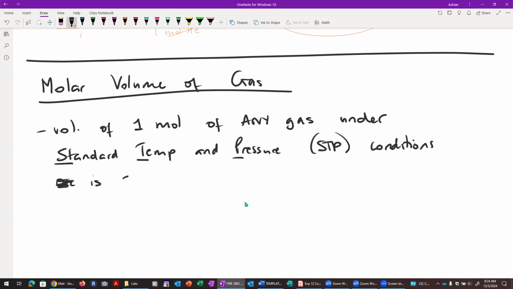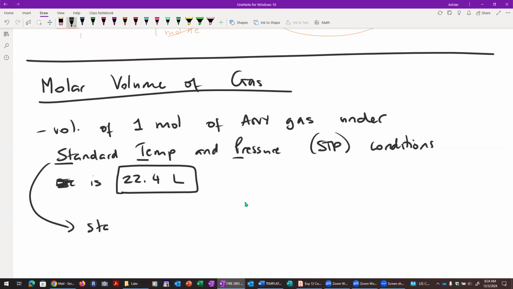And that volume is 22.4 liters, right? So that is the volume that 1 mole of any gas, under these conditions, will occupy. So what is the standard temperature and pressure?